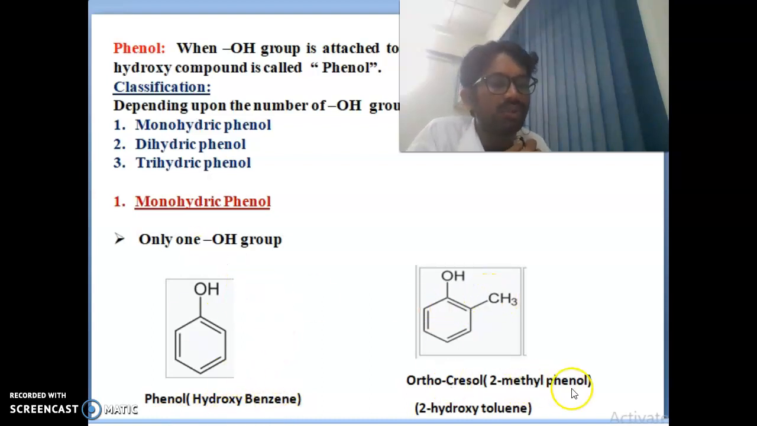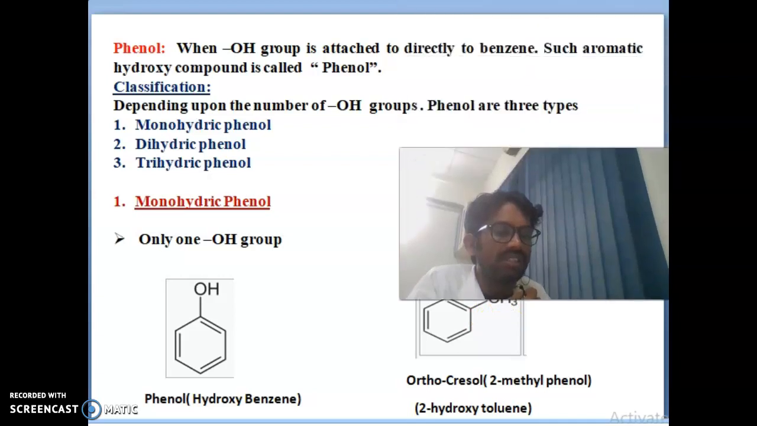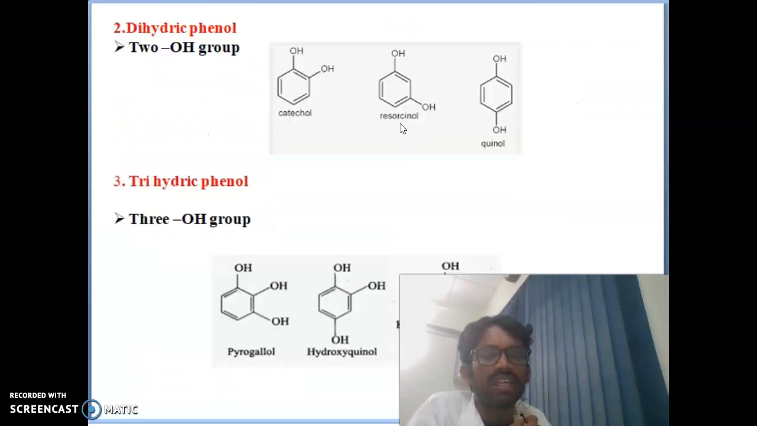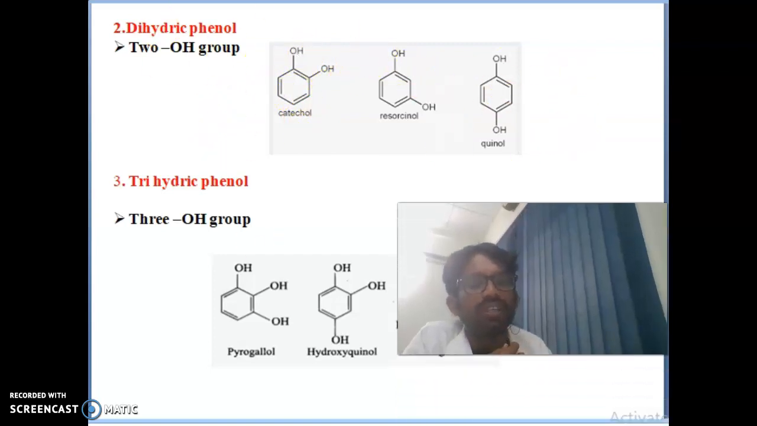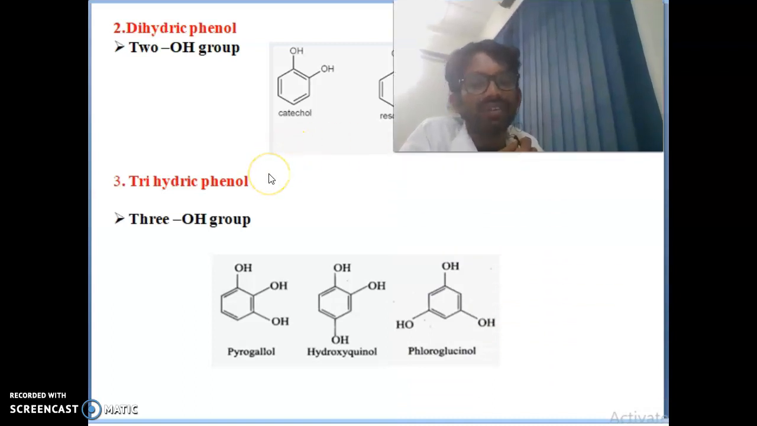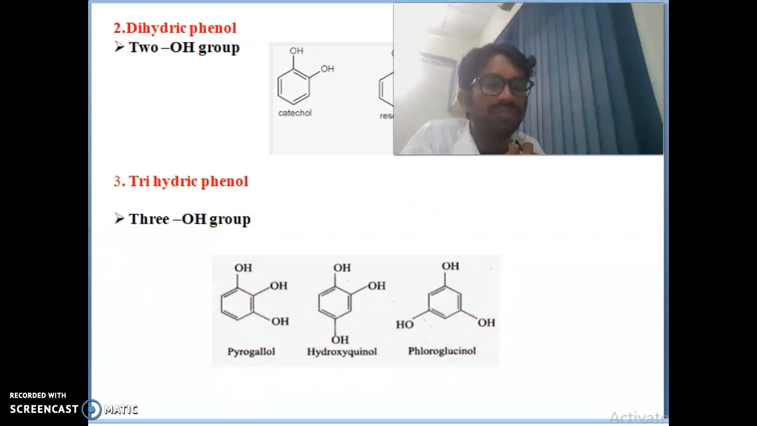Another one is 2-methyl phenol, or 2-hydroxy toluene, where only one OH group and a methyl group are there. The next one is dihydric phenol, with 2 OH groups; examples are quinol, resorcinol, and catechol. This is called dihydric phenol. Now the third one is trihydric phenol, which has 3 OH groups. These are examples of trihydric phenol.